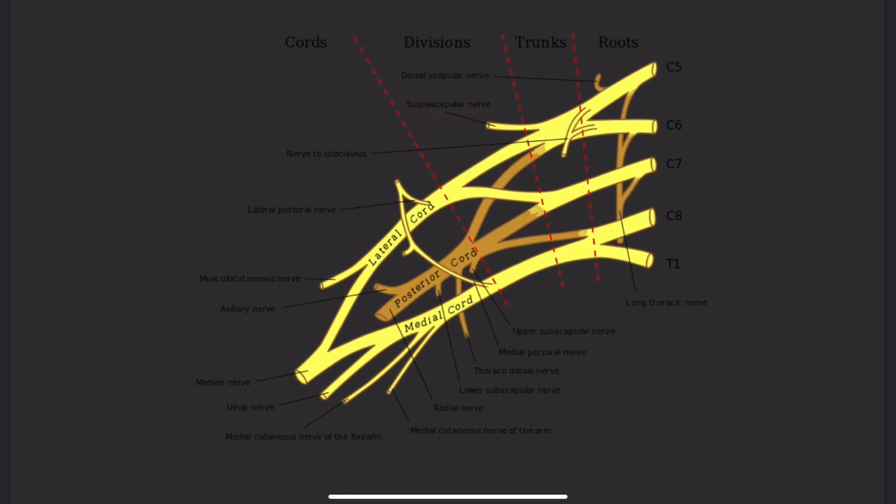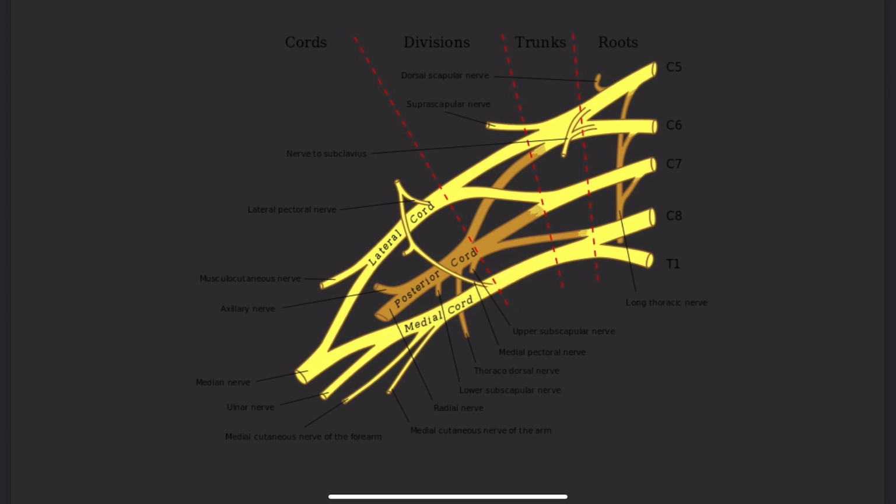So all of these trunks will now give out two divisions, that is the anterior and the posterior, anterior posterior, anterior posterior divisions. So the anterior divisions of the superior and the middle trunk will combine to form the lateral cord. The posterior divisions of all the three trunks will combine to form the posterior cord, and the anterior division of the inferior trunk will go on to form the medial cord.